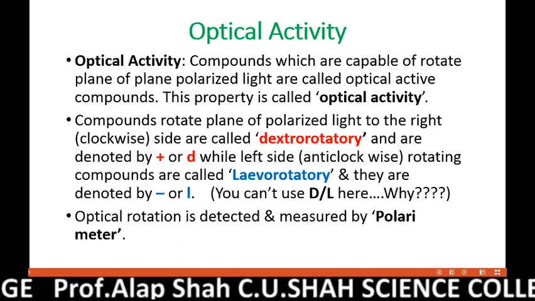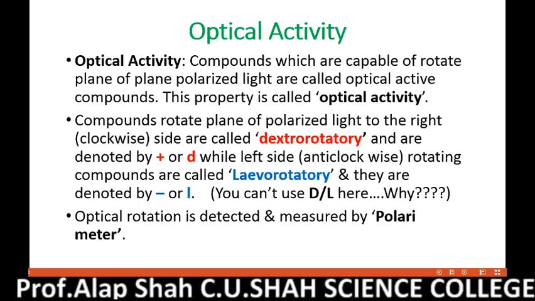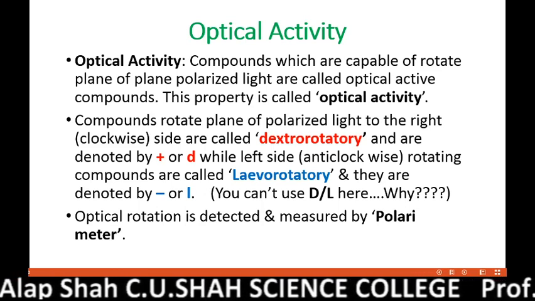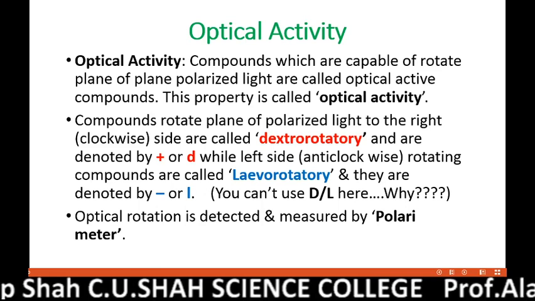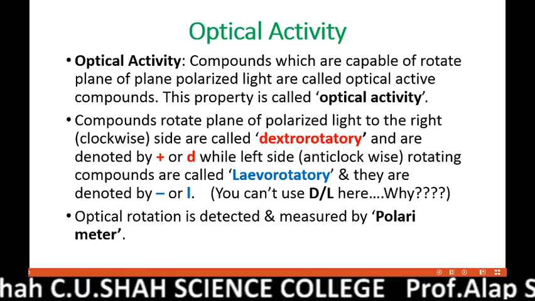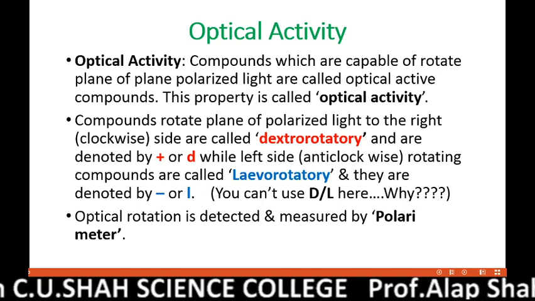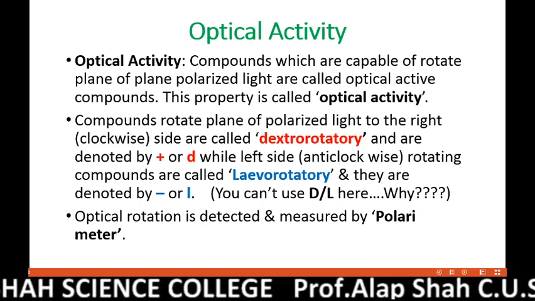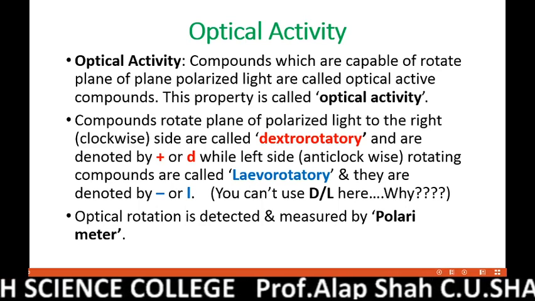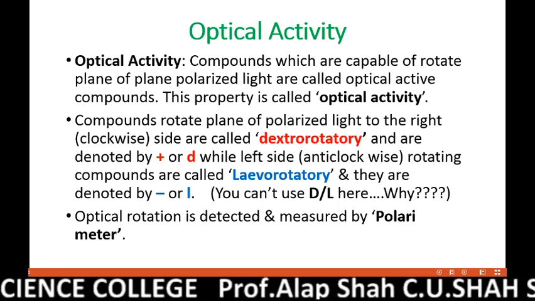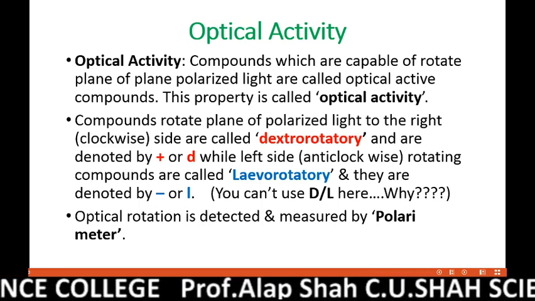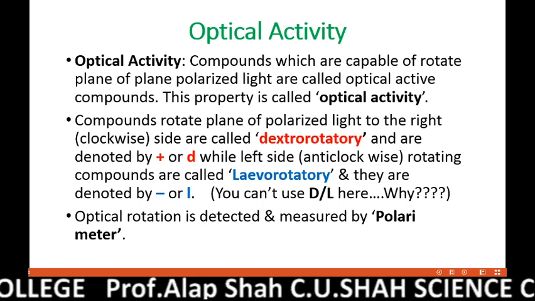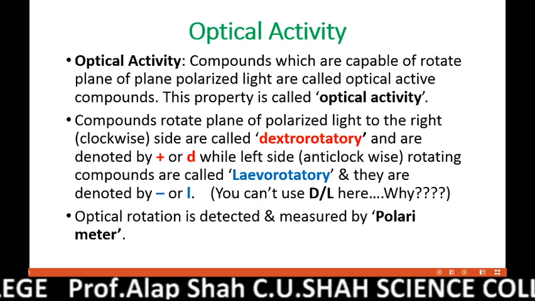Optical activity. Compounds which are capable of rotating plane polarized light are called optically active compounds, and this property is called optical activity. Compounds that rotate the plane polarized light to the right side or clockwise are called dextrorotatory and denoted by a small d or plus sign. And those isomers which rotate the plane towards the left side or anti-clockwise are called levorotatory and denoted by a minus sign or a small l.